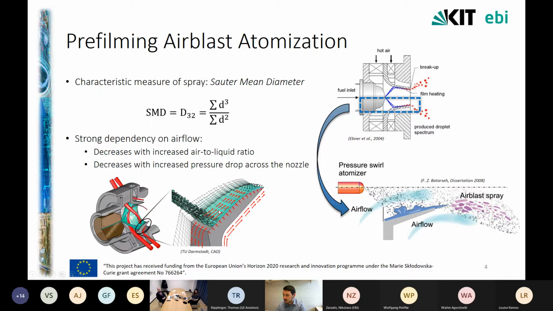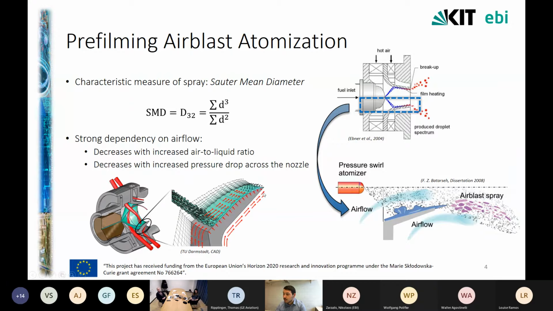So for the air blast atomizer and the pre-filming air blast atomization process in general, the principle is quite simple. A liquid is injected on a flat pre-filming surface, creating a thin liquid film, at the end of which, with the help of the air stream coming from above and below, as you see in the photographs, the liquid film is sheared, and at the edge, it is disintegrated into a spray of fine droplets.